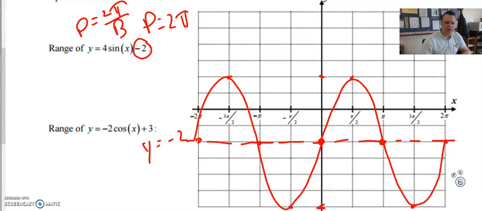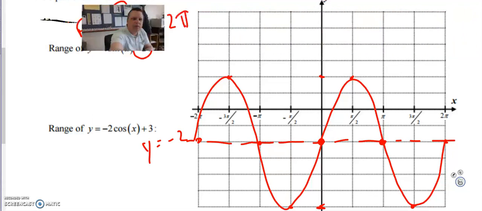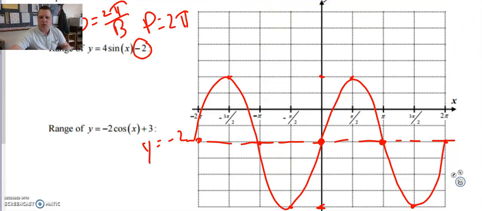Now, if we want to look at the next one, which is negative 2 cosine plus 3, so our midline goes up, 1, 2, 3. I'm going to have to move myself. So 1, 2, 3, this is the midline at y equals 3. And the max is 2 above and 2 below, but it is negative.